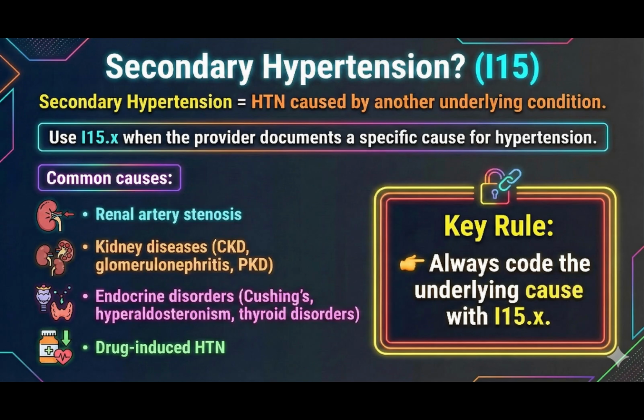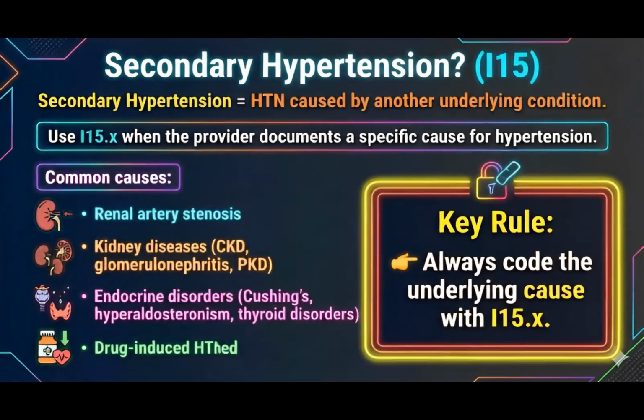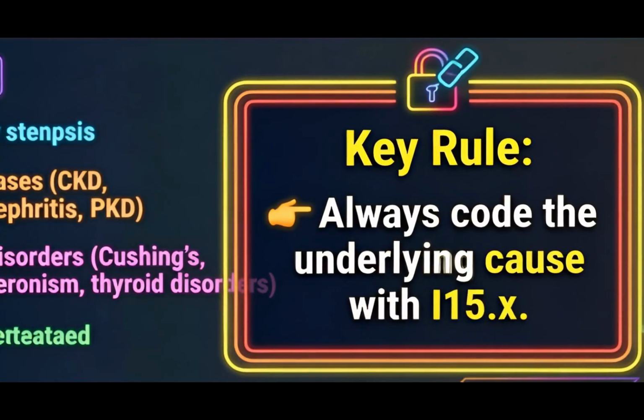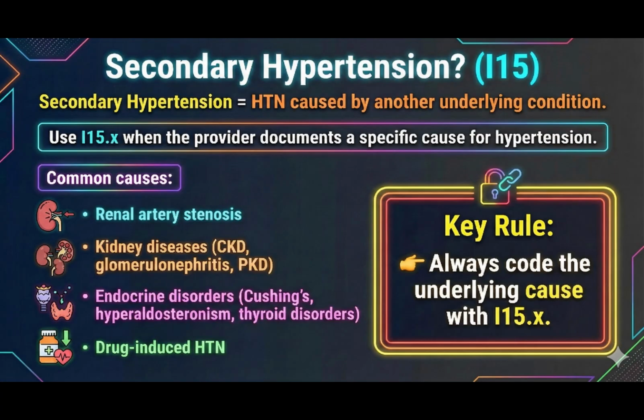endocrine disorders, including Cushing syndrome, hyperaldosteronism, and thyroid disorders, and drug-induced hypertension, which can occur due to certain medications. The golden rule here is always code the underlying cause along with the I15 code. This means you must assign two codes, one from the I15 category for the hypertension and another code for the medical condition that caused it. So secondary hypertension tells you that the hypertension isn't the main problem. It's a result of another condition, and accurate coding helps capture the full clinical picture.